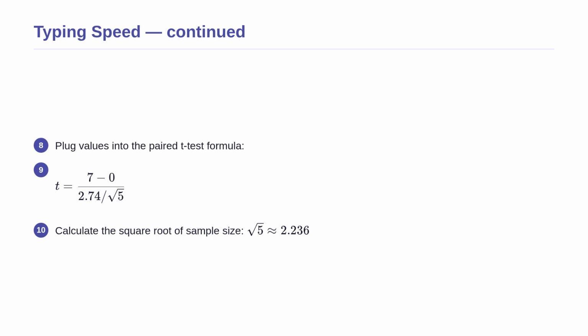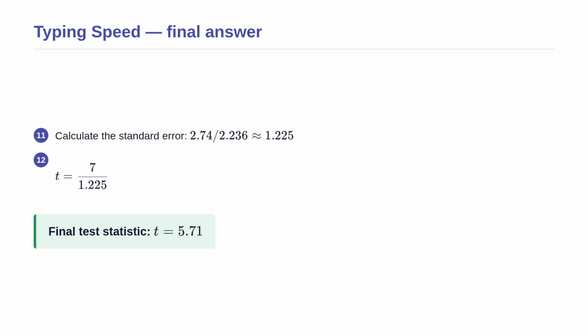We now plug our calculated values into the paired test formula. Our average difference of 7 goes in the numerator, subtracting our expected difference of 0. Our standard deviation of 2.74 goes in the denominator, divided by the square root of our sample size, which is 5. We simplify the denominator by calculating the square root of 5, which is about 2.236. Dividing 2.74 by 2.236 gives a standard error of roughly 1.225. This means we expect the average improvement to naturally vary by about 1.2 words per minute, just by chance.